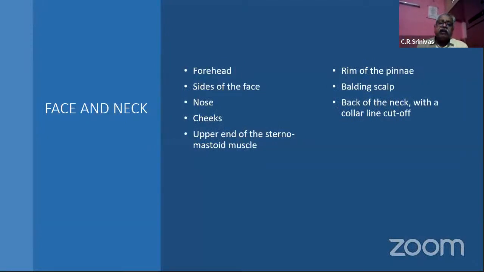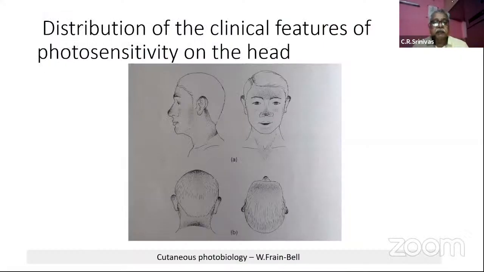It will differ from individual to individual, but the common sites which get exposed are the ones which get affected, like the forehead, face, nose, cheeks, upper end of the sternomastoid, the V area of the chest. The rim of the pinna is very, very important, especially in the women. It gets covered. In the men or people who have got ears sticking out, it can be more. And as we age, the amount of protection we have on the scalp reduces, and hence the scalp also can develop the dermatitis. I'll show you in a pictorial way as to which are the sites which are affected.